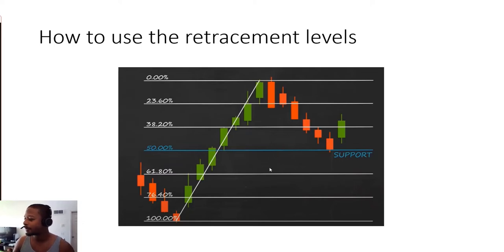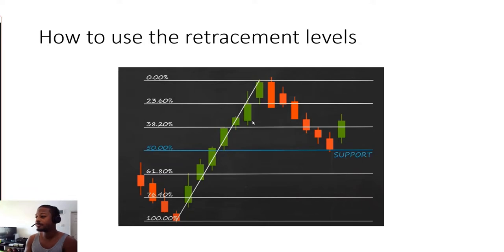We'll talk about that a little bit more. But that's what you're looking for. So once you've plotted that line from the lowest point to the highest point, you're watching for that retracement in the price action to come back to one of these levels. Ideally, in an ideal world, 50% would be the level you wanted to pull back from.